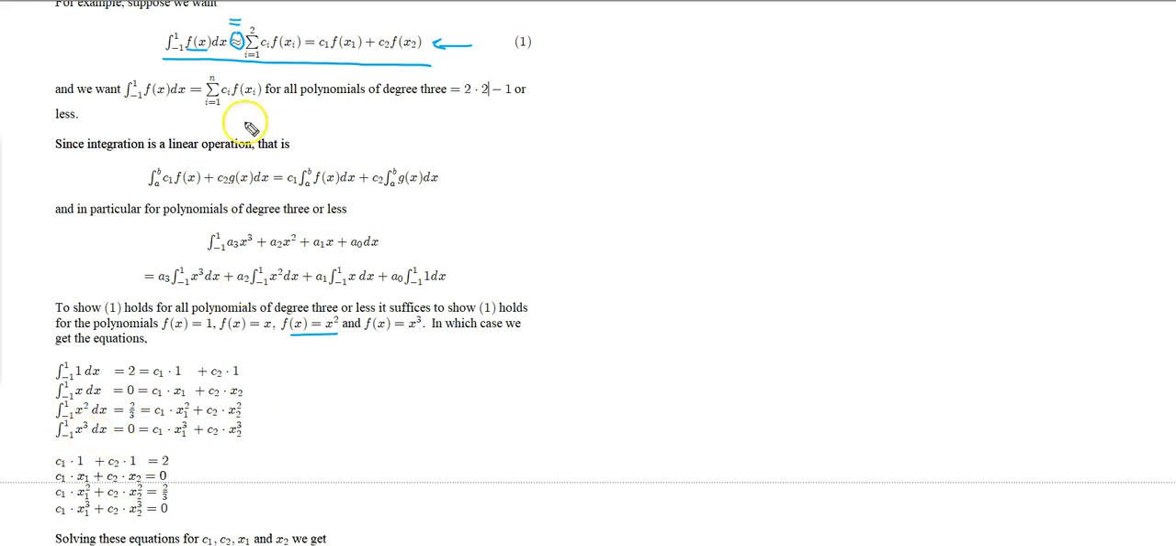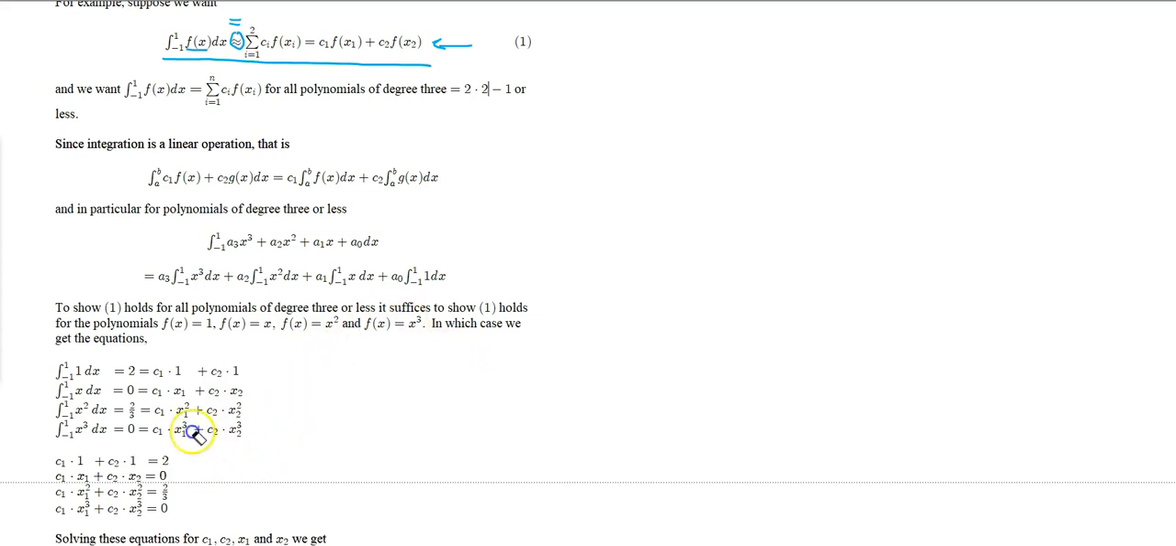And then when we plug x cubed in for f up here, we get the integral from -1 to 1 of x cubed dx. Now that's going to be 0. And that's equal to c1 x1 cubed plus c2 x2 cubed. And once again, this is f of x1 when f is the function x cubed right here.